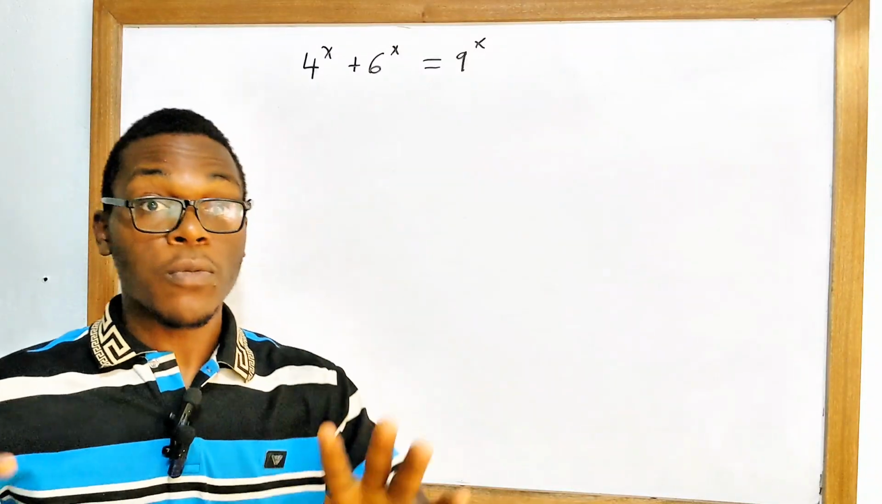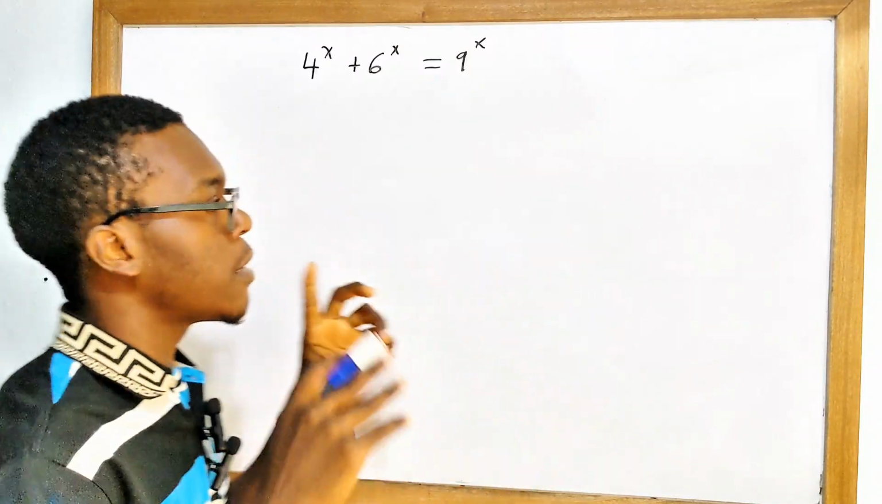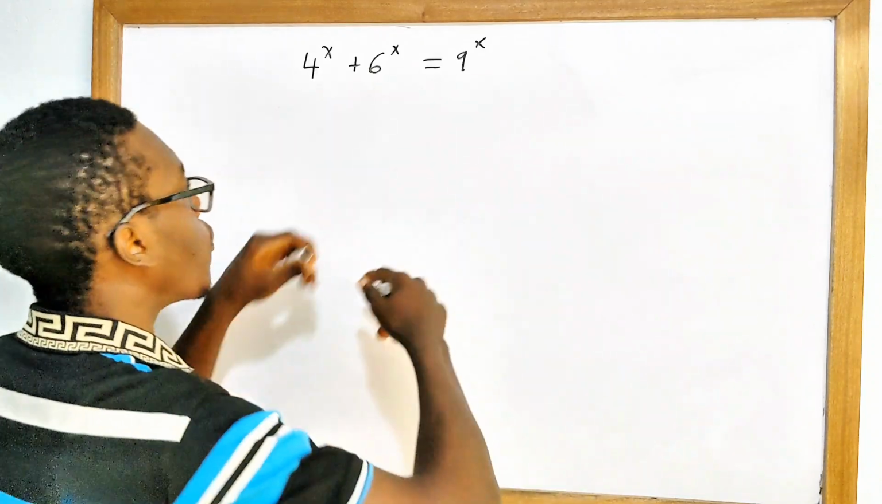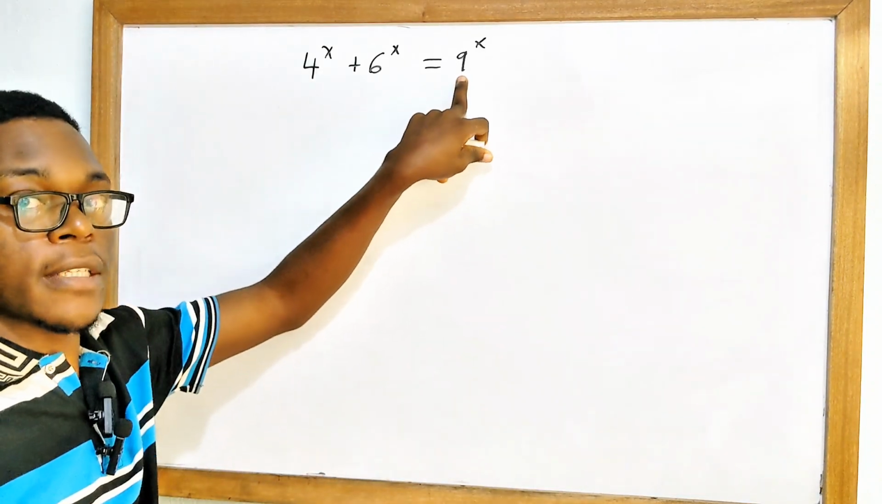In case you have this type of question, it's quite easy, very easy to solve. There's one strategy. Let's take a look at it. Are you ready? Okay, move on. We divide by the highest number.